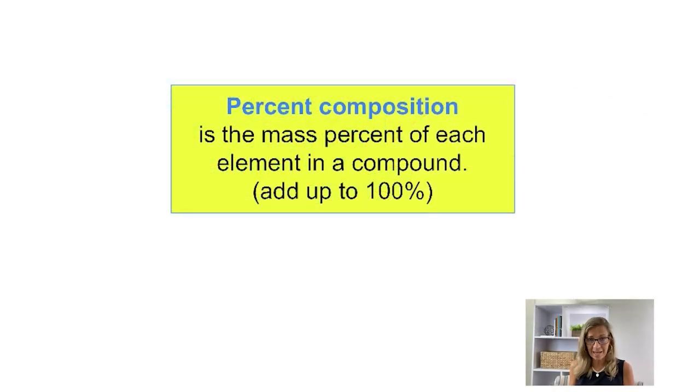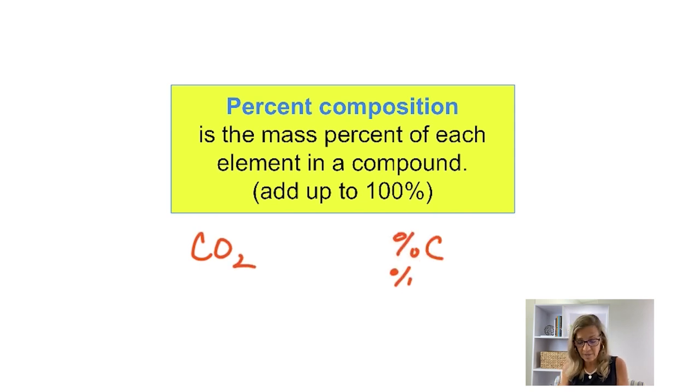It's just what it sounds like. It's the mass percent of each element in a compound. And those percentages, of course, will add up to 100%. So, for example, if we had carbon dioxide, here's CO2, we would use the formula and we'd get the percent carbon and the percent oxygen, and that would add up to 100%.